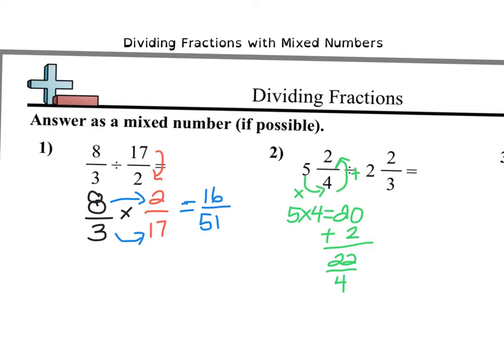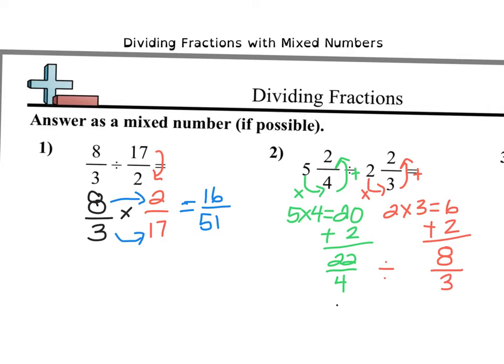Let's do the same to this one. We're going around to multiply. We're going up to add. So 2 times 3 is 6. Add 2 is 8. Keeping our denominator 3. So here's our dividing problem. Now we have a problem that looks just like this one. So now we need to change it into our multiplication problem.